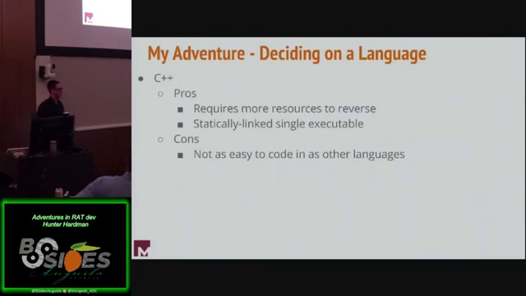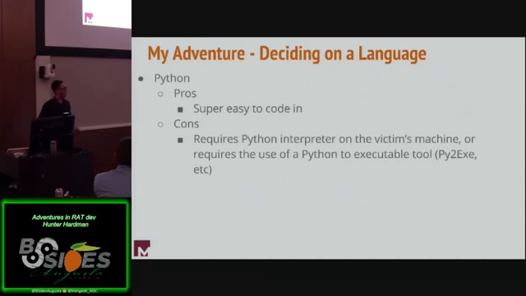As far as C++, it's awesome. It requires more resources to reverse, and creating statically linked executables is also awesome. But cons, it's not as easy, at least for me. I'm not really a programmer by nature, so it was a little bit harder for certain things, especially dealing with UTF. And then Python. Pros, super easy to code in. Cons, you're going to require some type of Python interpreter on the system that you're infecting, or you're going to require a third-party tool, like PyExe, to create an executable out of that Python.